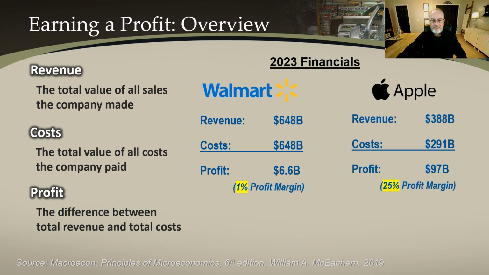Now let's look at Apple. Apple did $388 billion in 2023. Its costs were only $291 billion, which left it a $97 billion profit. Now that is a whopping 25% margin after all of its costs. That is incredible. So we see that these are two very big, very popular companies, but the profit margins are very much different. If you want to save money, if you want to go after somebody for having too much profit, you should look at Apple and not Walmart.